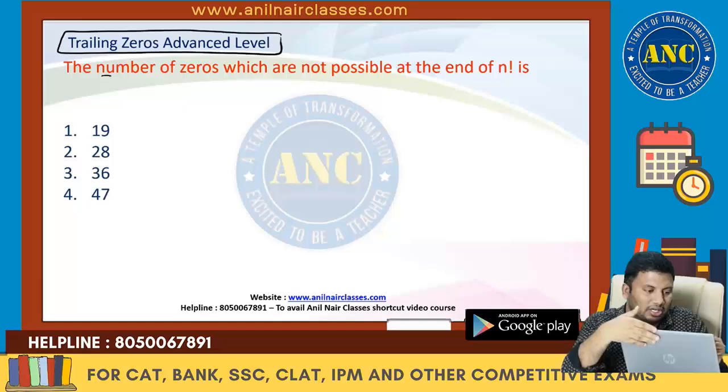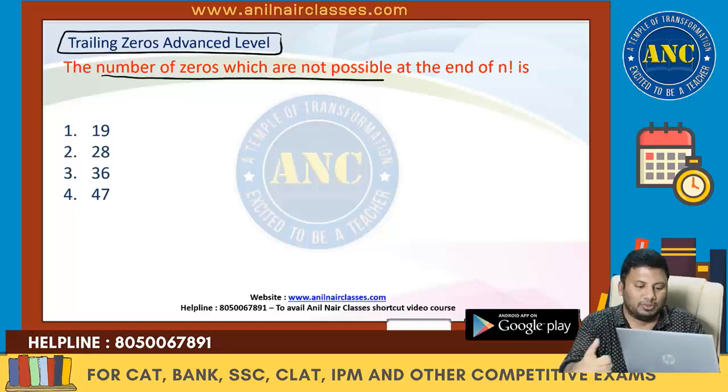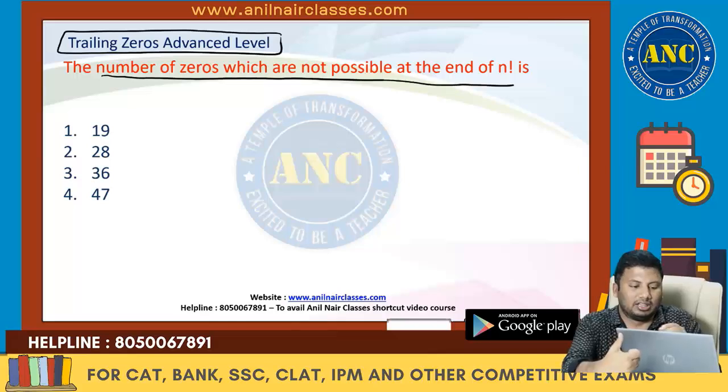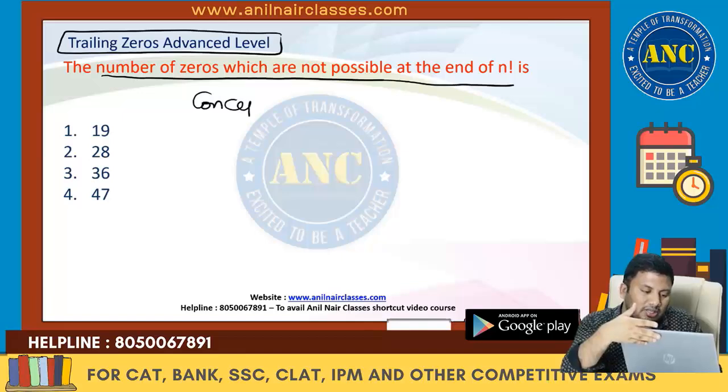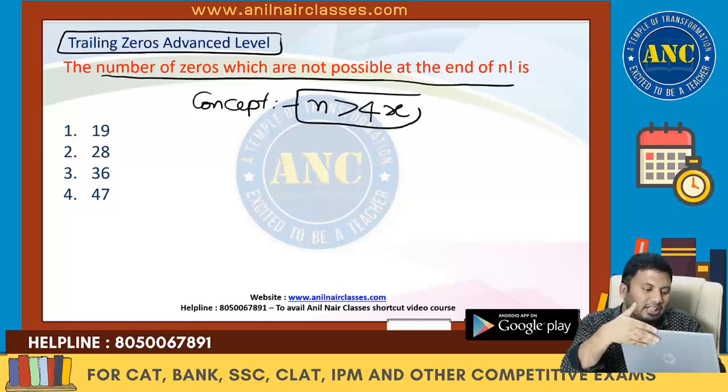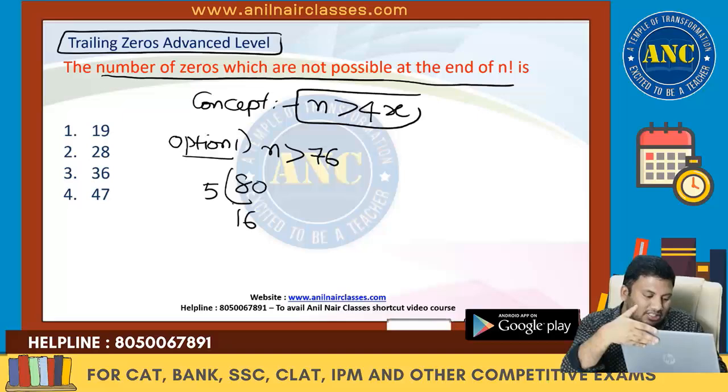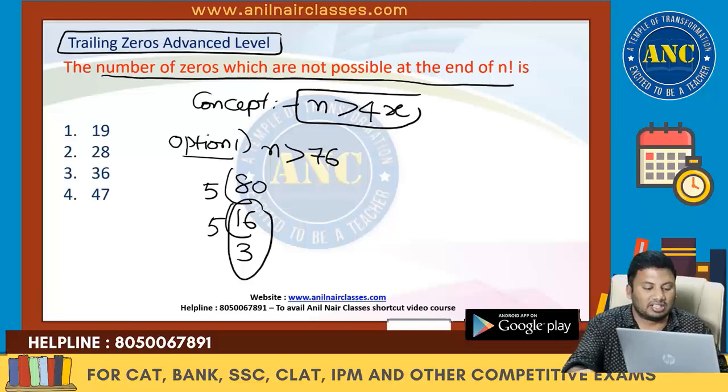First question: number of zeros which are not possible at the end of n factorial. That means how many trailing zeros are not possible? What is the concept we have to use? If n factorial ends with x zeros, n is greater than 4x. Option 1: n is greater than 4 into 19, 76. The multiple of 5 greater than 76 is 80. 5 16s are 80, 5 3s are 15, 16 plus 3 is 19. 19 zeros are possible.